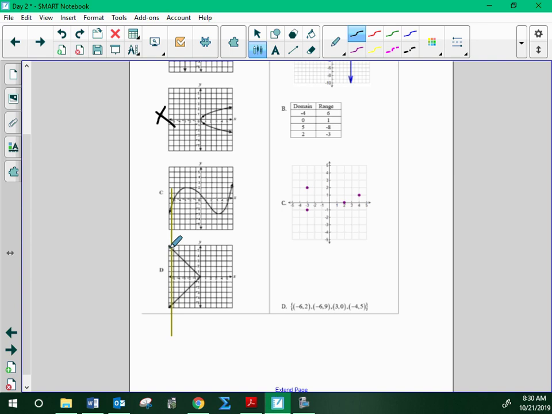We have right there, right there. So if that happens at any point in time on your graph, it fails the vertical line test. So that's not going to be it. C is your answer here.